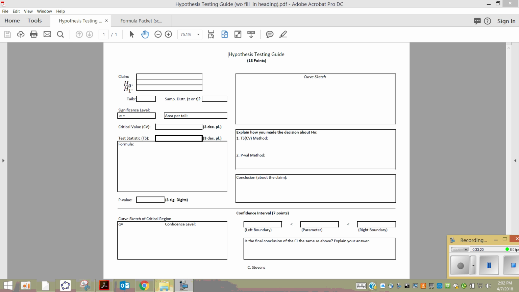I went over, within the PowerPoint, we did go over how to fill in these boxes, how to determine the tails, how to know which distribution we're going to use for our test statistic formula and our critical values. The significance level, what the area and the tails will be, what the critical value is, which we find based on alpha, the test statistic based on the sample data, the p-value based on the test statistic, how to illustrate the curve, how to make a decision about whether or not to reject the null hypothesis, and then the conclusion of the claim.